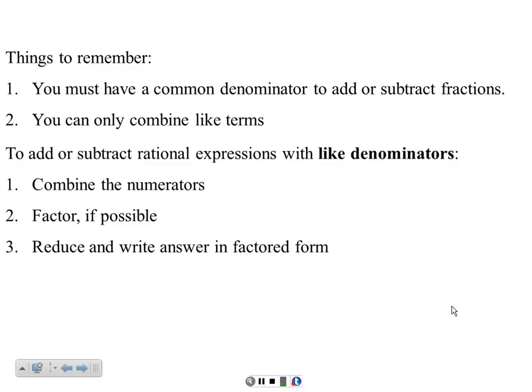So things to remember is when you add and subtract fractions, you must have a common denominator, and you can only combine like terms. So to add or subtract rational expressions with like denominators, you're going to combine your numerators where you can, and then you're going to factor, and then you're going to reduce and write your answer in factored form.